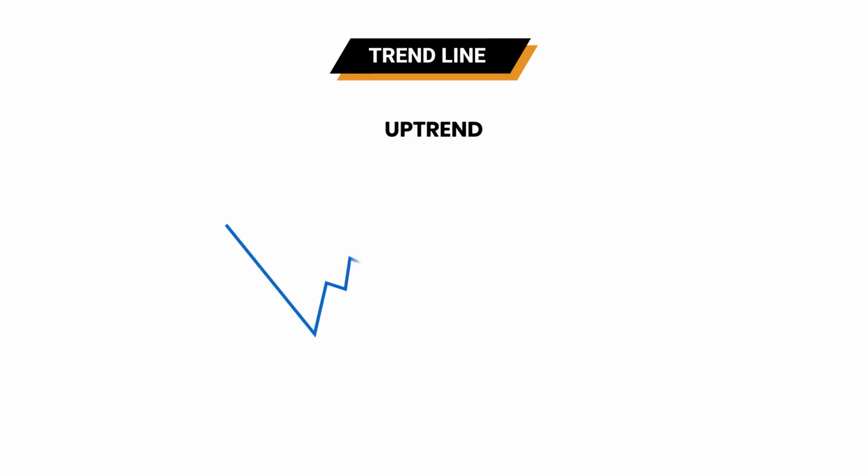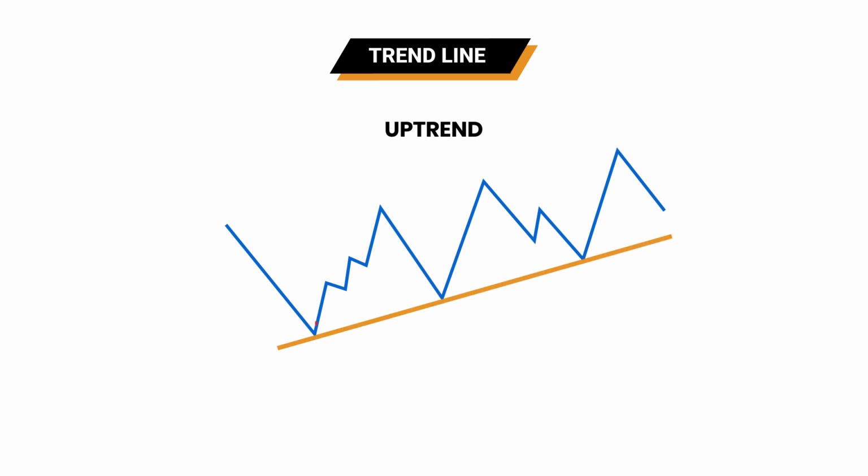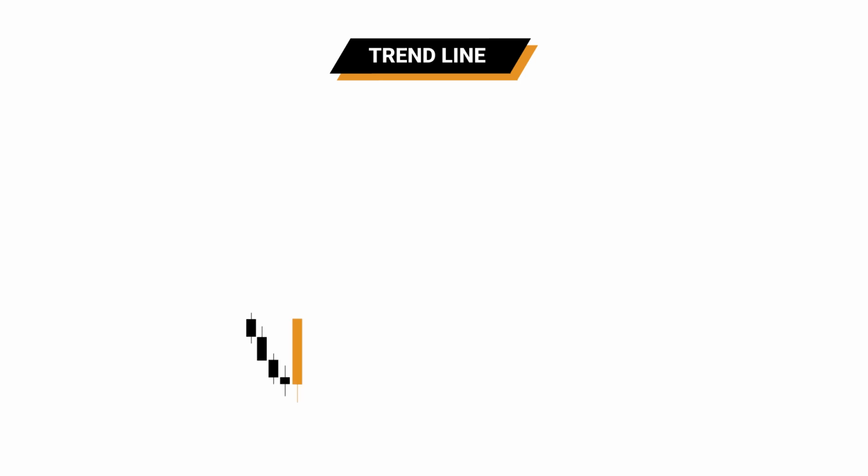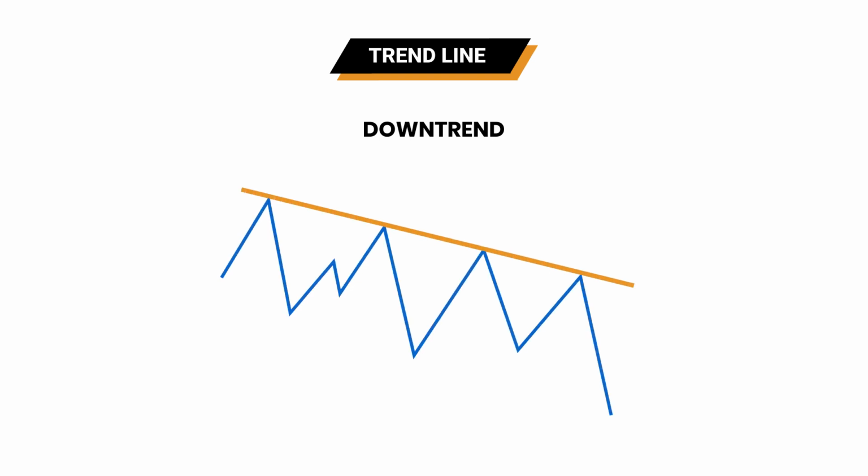To create an uptrend, you need to draw a line to connect at least 2 or more significant swing lows. A swing high or low is created after a significant drive away from a price point. It's either a massive pull from a price point or a gradual but prolonged move away from a price point. For a downtrend, you will need to connect at least 2 or more swing highs and extend the line for future touches. If you're finding it a bit difficult to fully grasp the trend lines concept, this video at the top right corner should help you out.